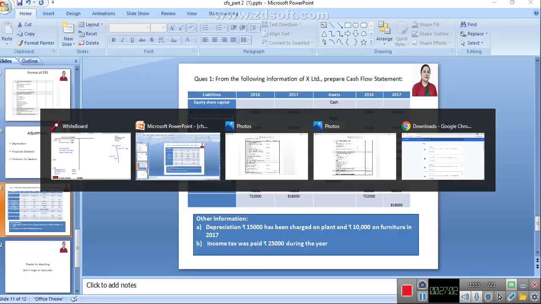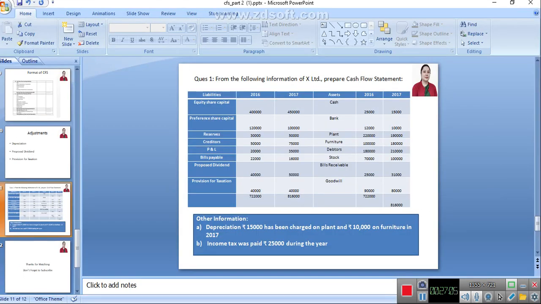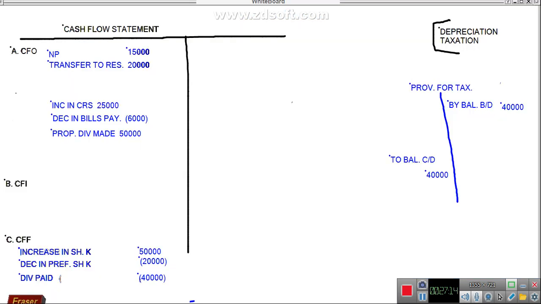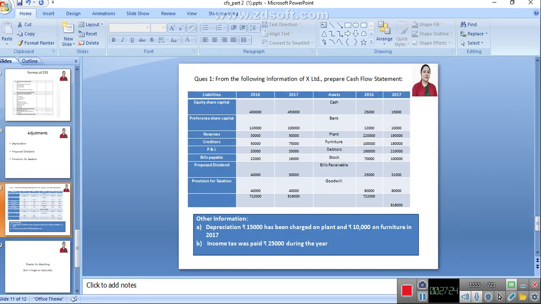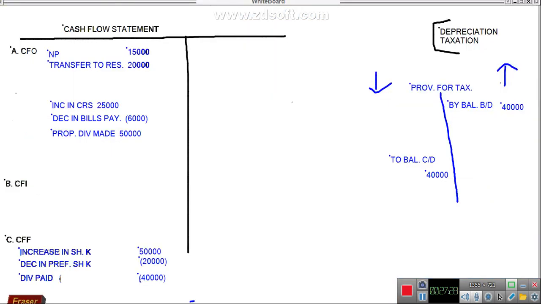After this, adjustment is given for provision for taxation, which we have written separately in the working note. So income tax paid 25,000 during the year. As I told you, when you pay a liability, it will decrease. When you add to the provision, it will increase. So it is income tax paid. See point B in the information, income tax paid 25,000 during the year. It is given to you.